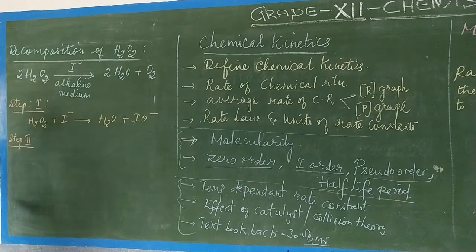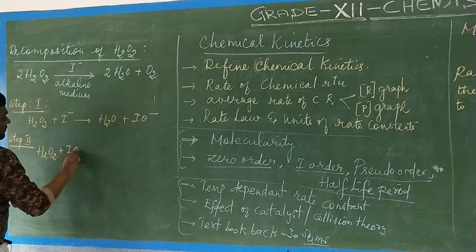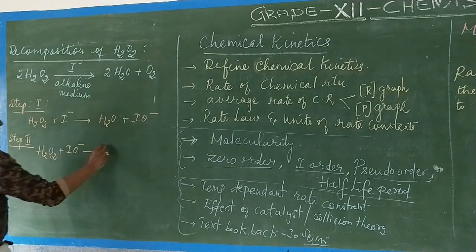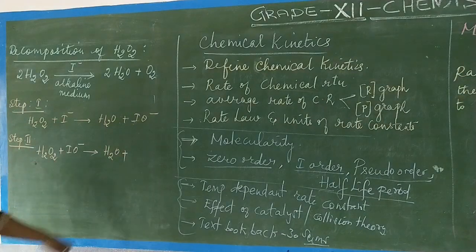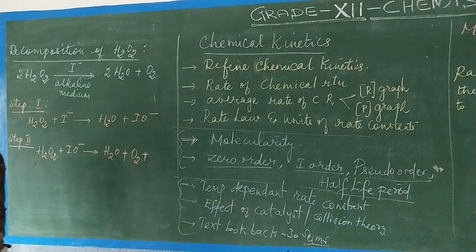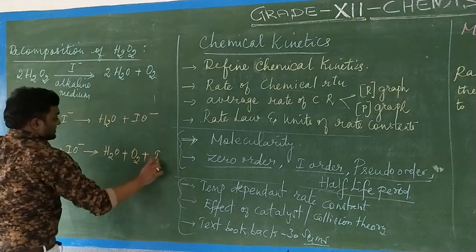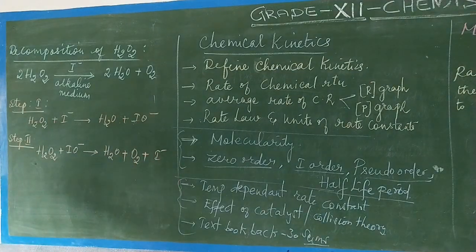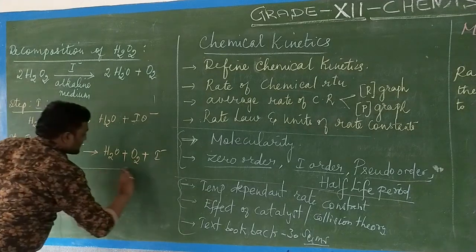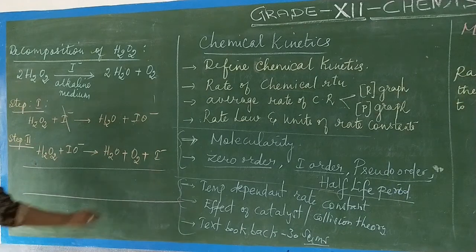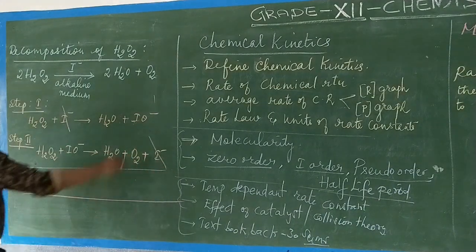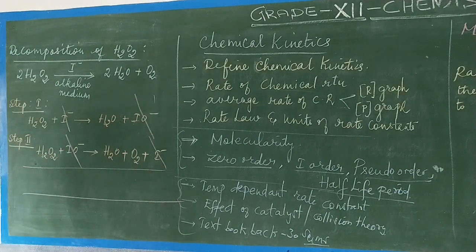What is happening in step 2, you see? Again 1 more mole of H2O2 combines with IO minus, giving rise to the formation of water plus oxygen plus I minus. Now these are the 2 steps. Now I will rule out these 2 steps. What will happen? This I minus will get cancelled, and this IO minus and this IO minus will get cancelled.